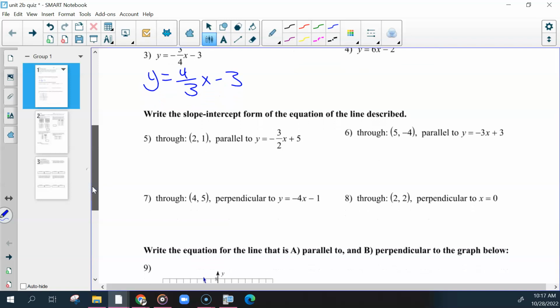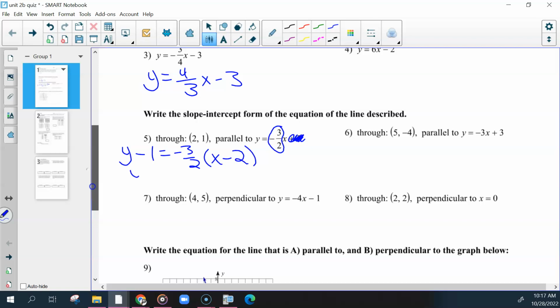So here we have to use our point slope formula. If it's parallel, we have to know we're using the same slope. Ignore the y-intercept that they gave you, and then put it in your equation, which is on the vocab wall if you still need it. Y minus our y1 equals our slope, and then x minus x1.